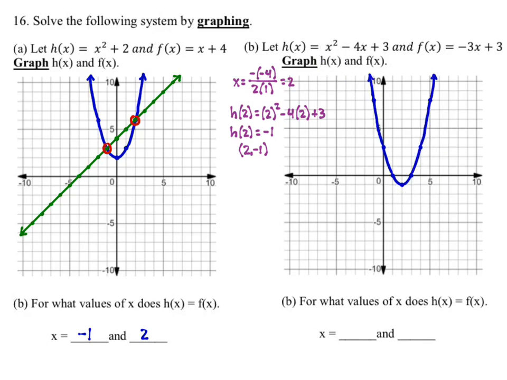So there's my parabola. And then I have a line of negative 3x plus 3, so I'm going to start up 3. And then my slope is down 3, right 1, down 3, right 1. And then we ask ourselves for part B, where do they intersect? We can see that they intersect at this point and this point, so that's when x equals 0 and x equals 1. All right, that wraps up number 16.